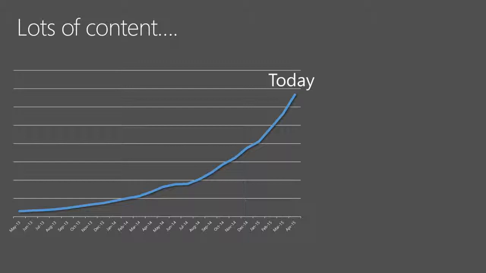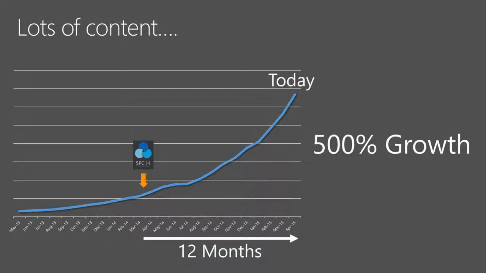I want to give you a sense of how rapid or how steep the growth has been in the service. This is where we were on the curve at Vegas. And in the 12 months since Vegas, we have grown 500% in the service. And this includes growth in team sites, OneDrive for Business, portals, groups, you name it. And we continue to grow at this breakneck speed.